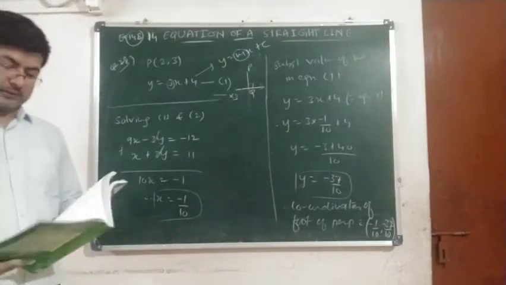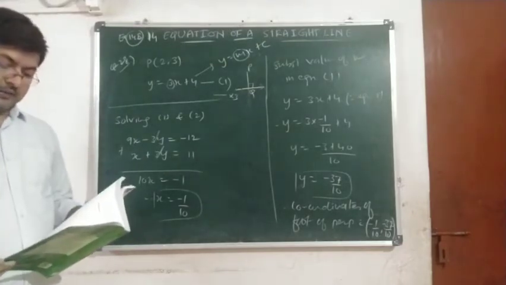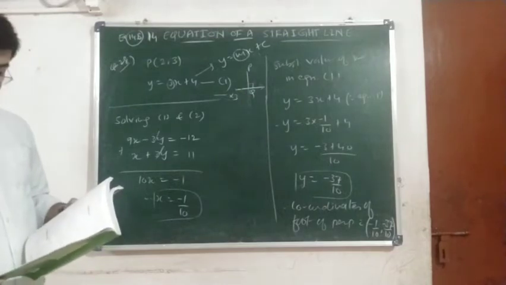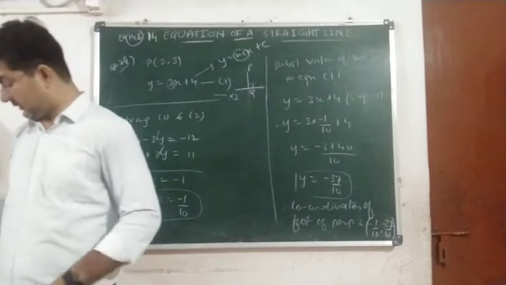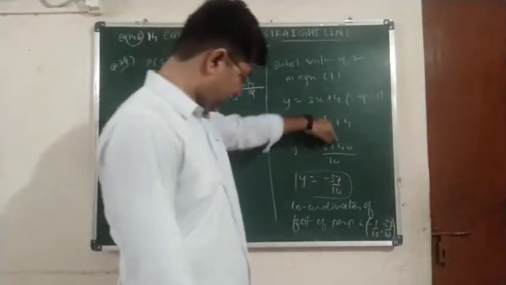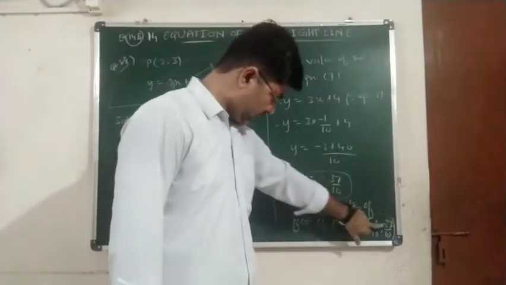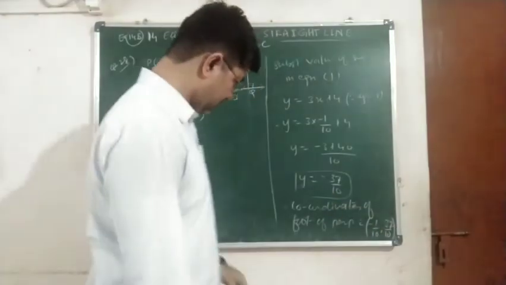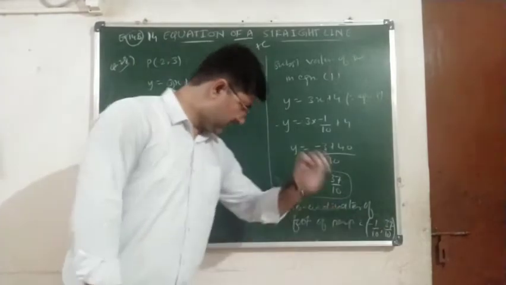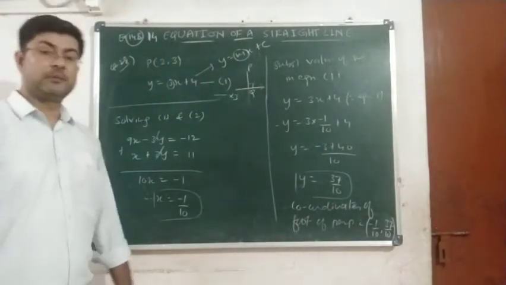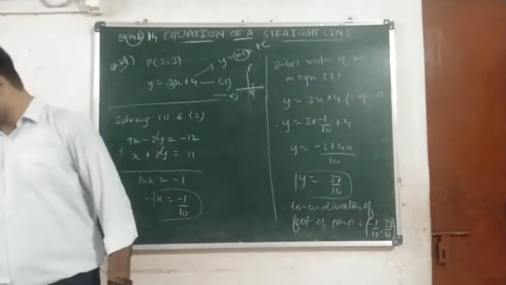So let us check. Minus 1 upon 10, and it is actually 37, only minus sign will not come because 40 is the greater number. Okay, so please correct this one. 37 by 10 we are going to write. Clear? So this is the correct answer. So question number 28 is also over.